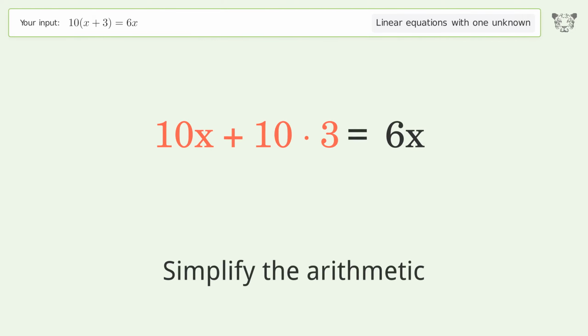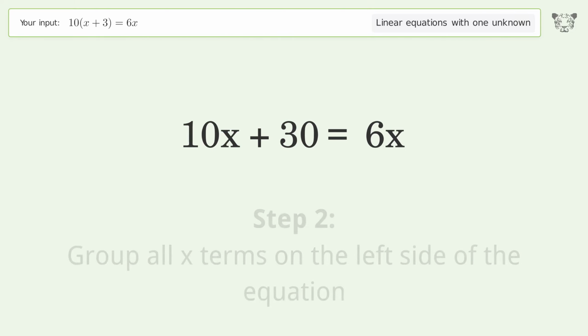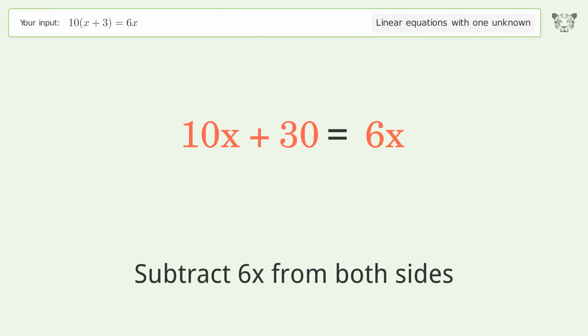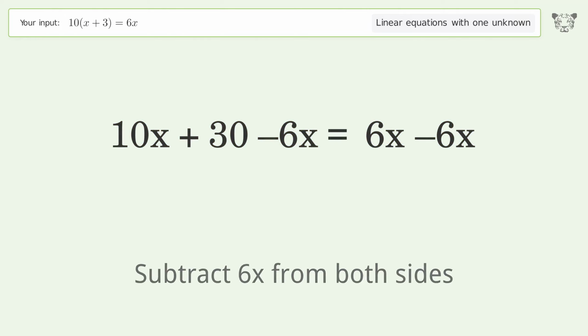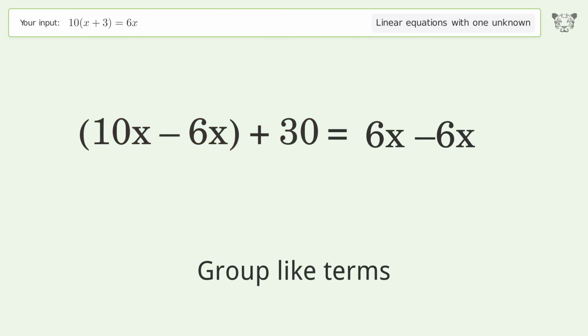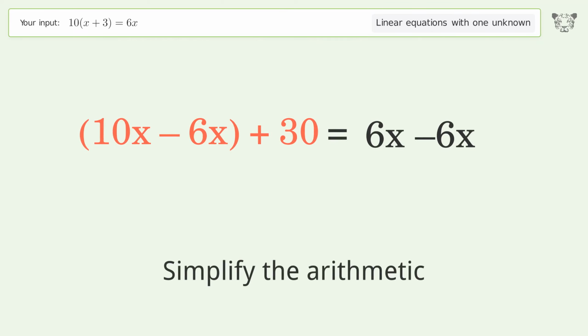Simplify the arithmetic. Group all x terms on the left side of the equation. Subtract 6x from both sides. Group like terms. Simplify the arithmetic.